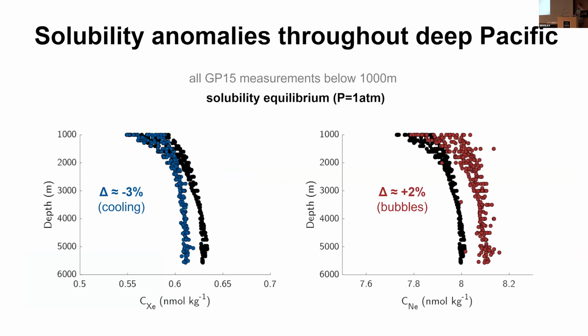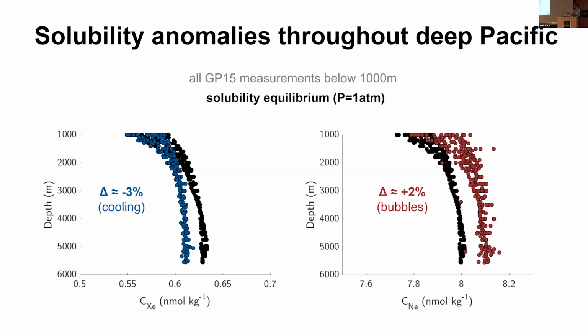And this is really consistent with what we've learned over the last decade or two from the rest of the ocean, that there's a consistent undersaturation of heavy noble gases. That's basically due to competition between cooling rates during deep water formation and gas exchange rates. And then a supersaturation of light noble gases, and that's really due to bubble injection, so very much related to what Luke was talking about a few minutes ago.